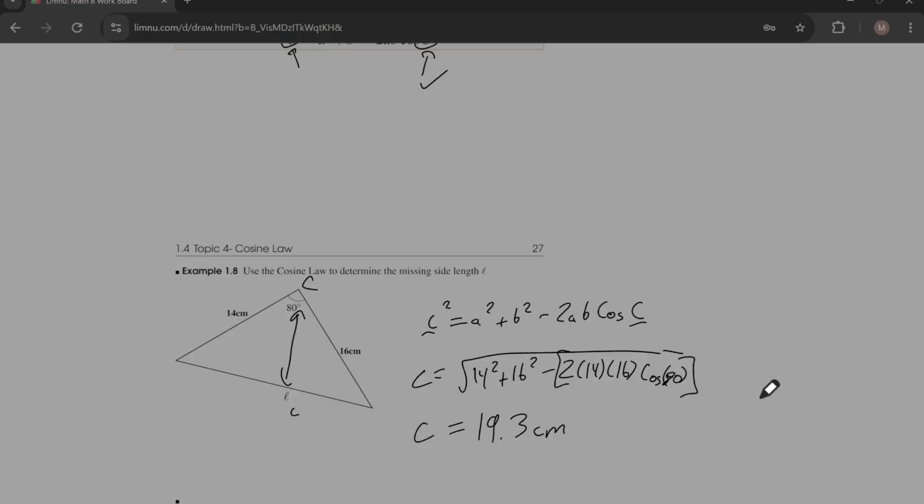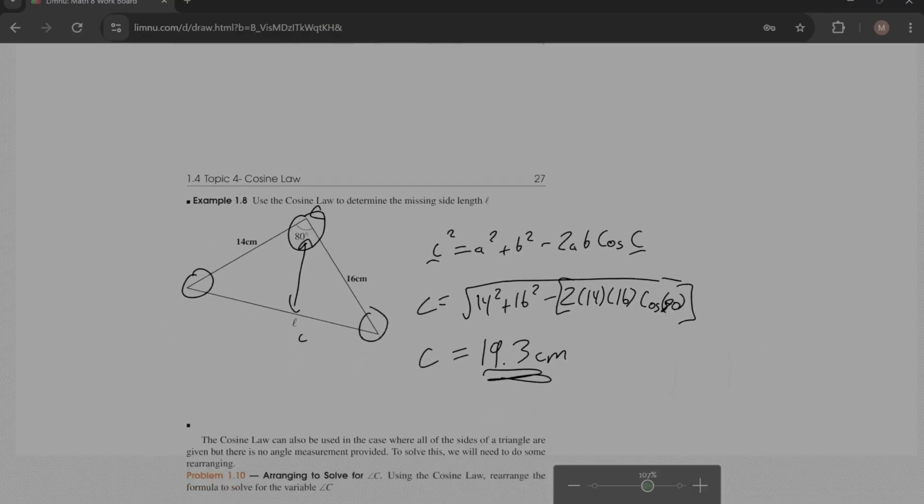Just like in the sine law, I'm going to go ahead and make sure that my answer makes sense. If this is an 80-degree angle, it's very difficult for both of these to be larger. And just looking at the picture, it doesn't look like they're larger. So I expect that the side that's opposite of 80 degrees is probably the largest. 19.3 centimeters is larger than either of the other sides, and so yeah, that makes sense.